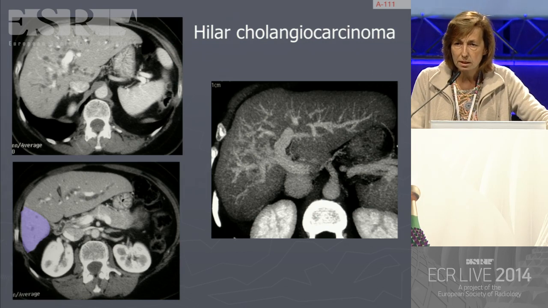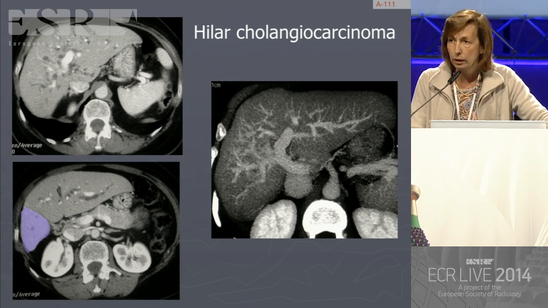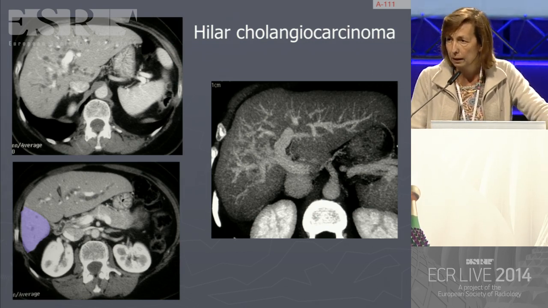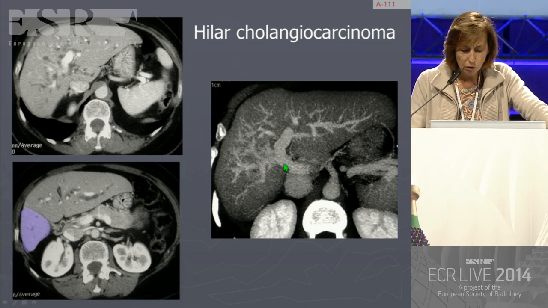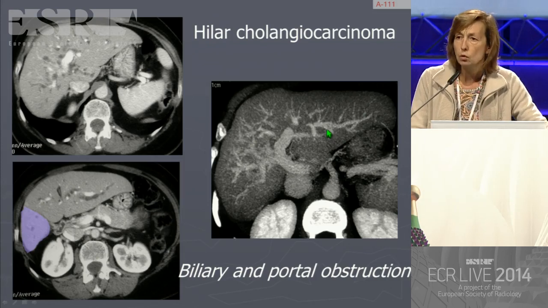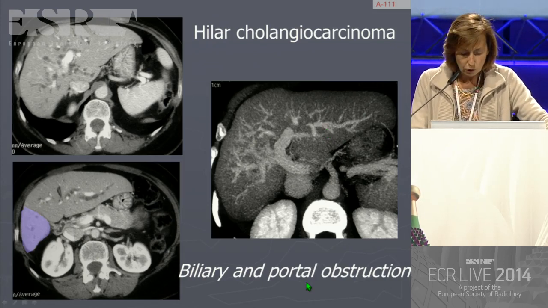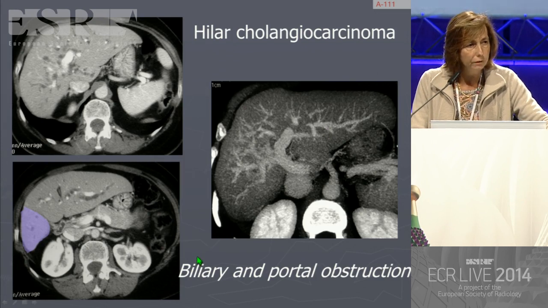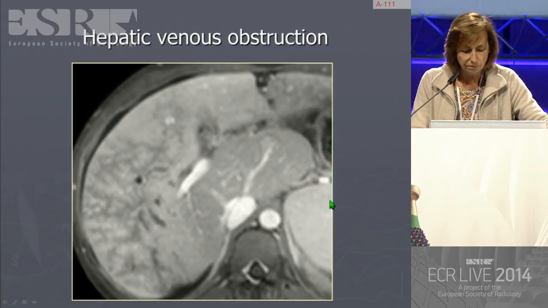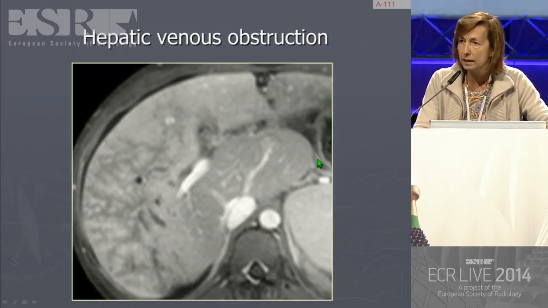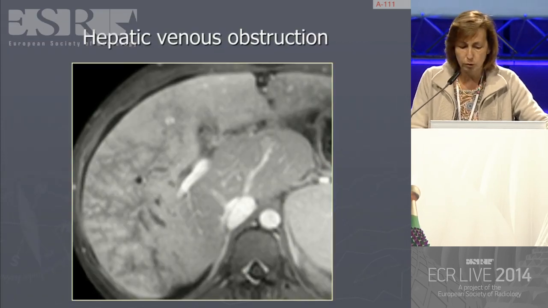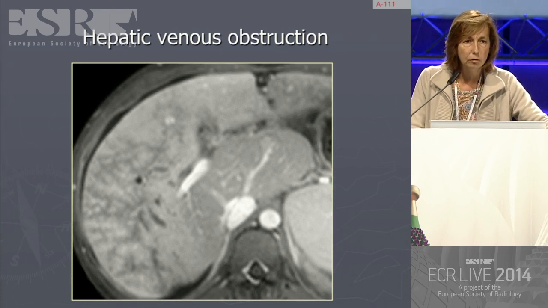What happens in this case? Indeed, biliary obstruction, because we deal with the bile duct tumors, but also, as you can see here, right portal vein obstruction. So you can see really pronounced or marked atrophy when you have the combination of bile duct obstruction and portal venous obstruction.